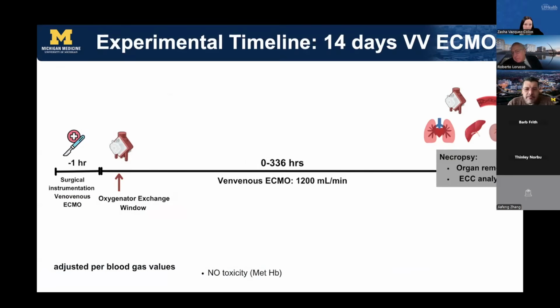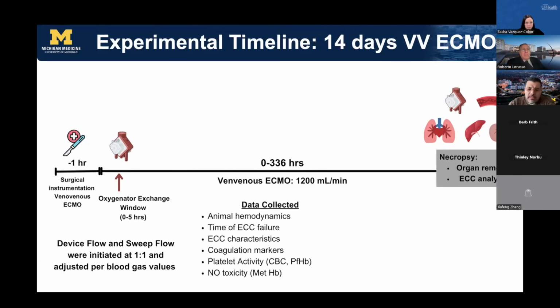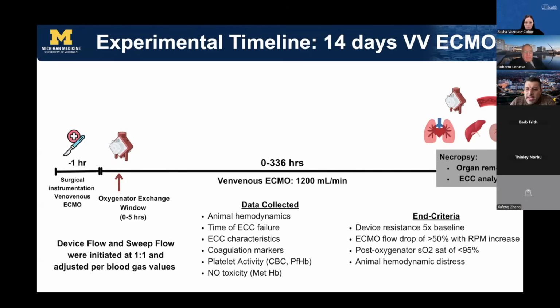This is a timeline. We have technically 3 groups, 4 animals in each group, all going 14 days. That was the target. We did the surgical instrumentation under general anesthesia for VV ECMO access. We started device flow and sweep flow, only giving heparin to all the animals prior to cannulation. And then we collected hemodynamics, the time for the circuit to fail, characteristics of the ECMO run, coagulation markers, platelet activity, and NO toxicity. We assessed this over 14 days, and we set the target flow to be 1.2 liters per minute. At the end of the study, we recover organs and study the system.